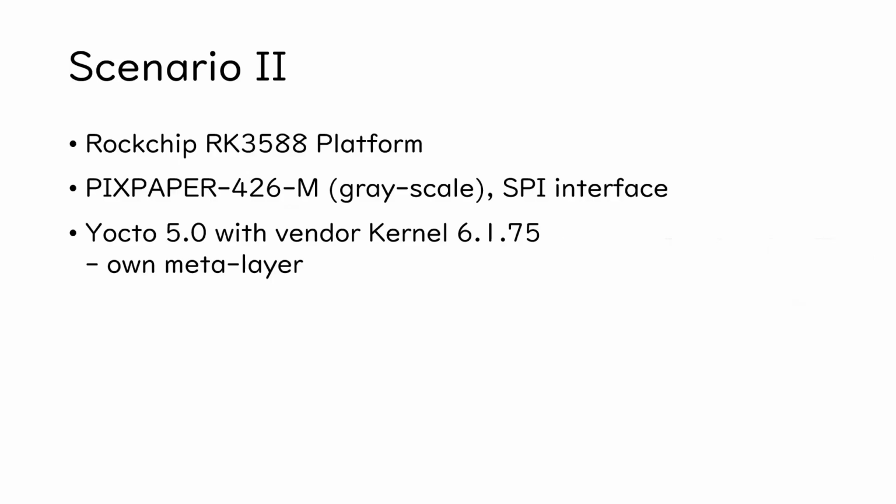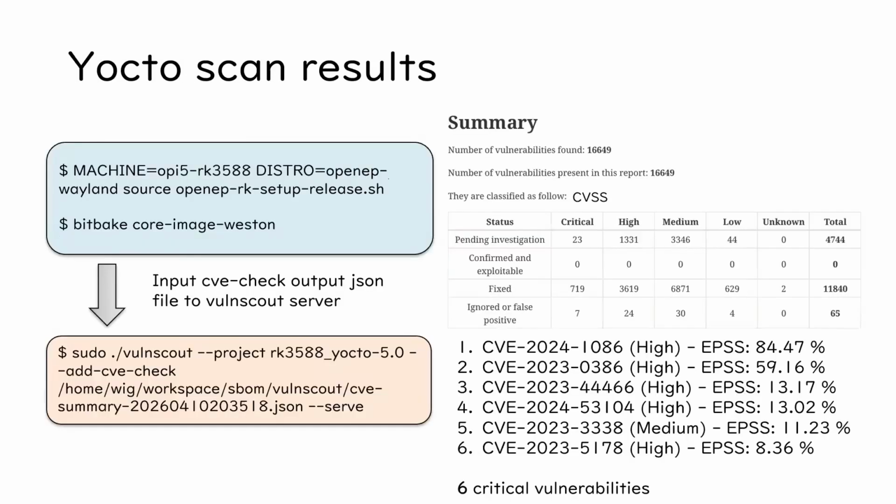And another scenario is using the Rockchip RK3588 platform. Also using the same e-paper module, running Yocto 5.0 with kernel 6.1.75. We did the same thing as in the previous scenario, but the scan result is very dangerous. As you can see, the CVSS critical issue count is 23, and it has 6 critical vulnerabilities for EPSS. So it's very dangerous, easy to be hacked.